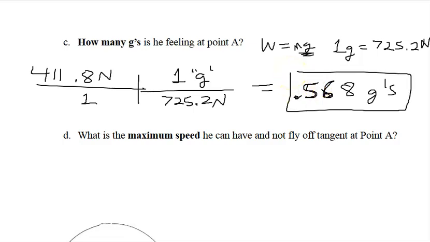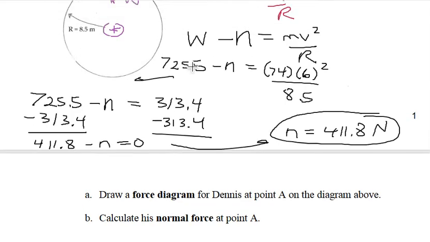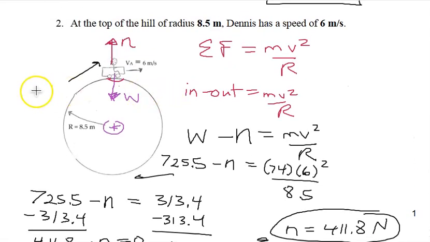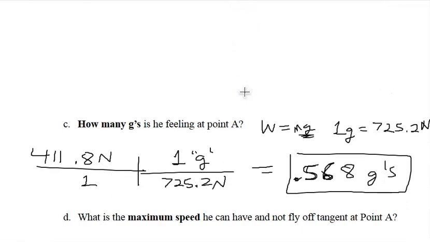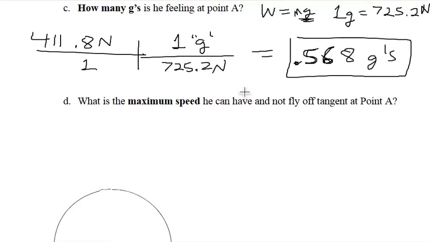So a little over half. He's feeling half his weight. That should make sense because he's literally inertiaing himself off the track, so the normal is going to be less than his weight, so he feels lighter. That's why your stomach feels kind of goofy when you go over the top of the hill. Okay, so it's okay to have a fraction of a G, and it means you feel lighter instead of heavier.